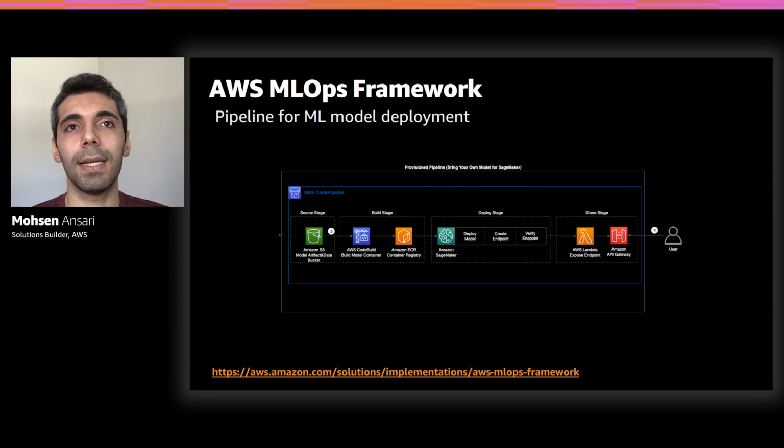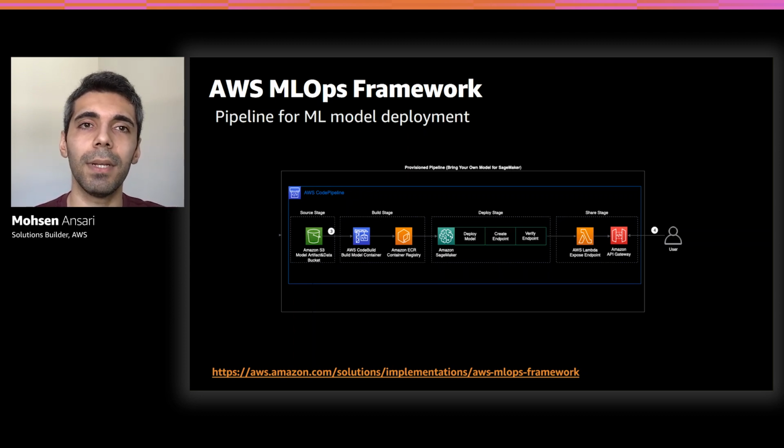So this has an AWS CodePipeline that has 4 main stages: the source stage, where the source assets of the pipeline are stored in an S3 bucket; the build stage that takes the assets and creates a Docker container image around the assets and stores it in Amazon ECR; and then in the deploy stage, Amazon SageMaker will take that container image and deploy it and create a model and create an endpoint onto SageMaker.